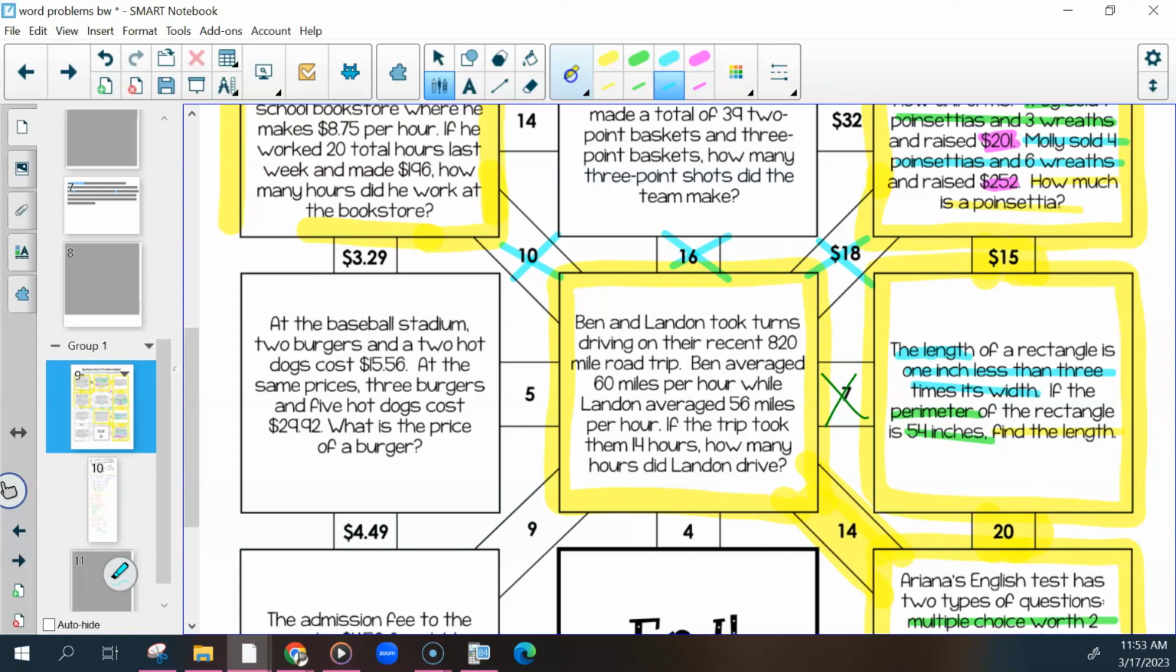Important information that we found. Kristen, you had your note. That average 60 miles per hour. Anything else important? Victoria, how many hours do you drive? One more important thing, Hannah.